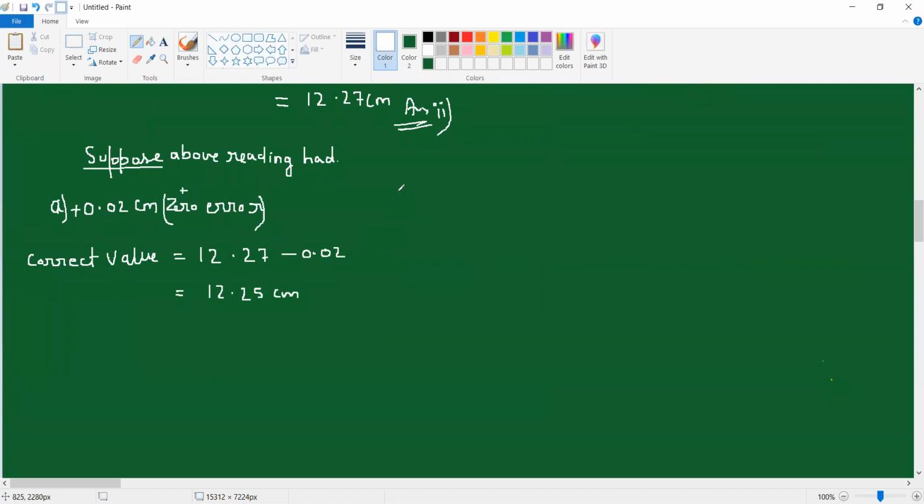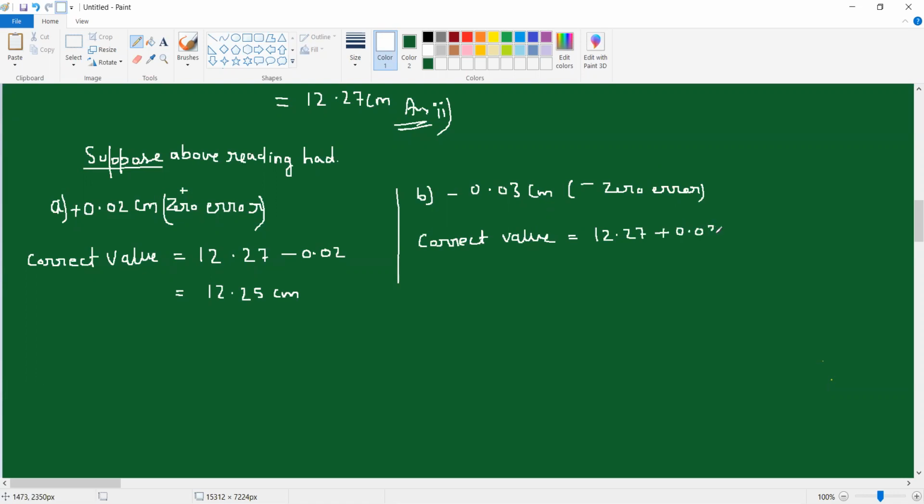Similarly, in case this has a negative zero error of 0.03 centimeter, so for correct value, what do you have to do? We will add. Yes, we will add 0.03 to 12.27. 12.27 plus 0.03. So it will be 12.30 centimeters.